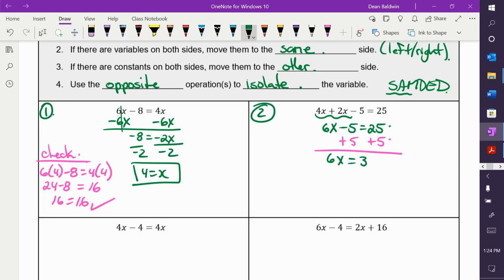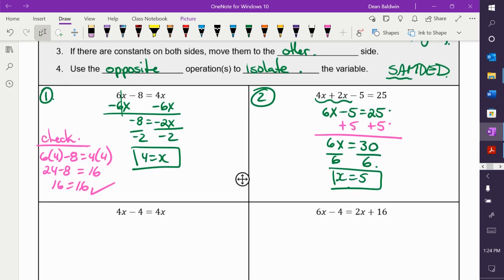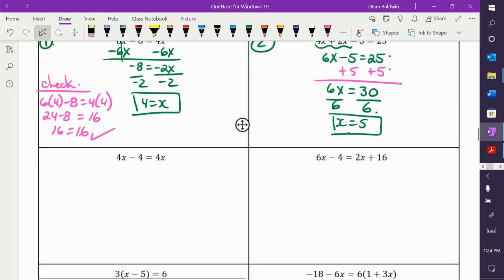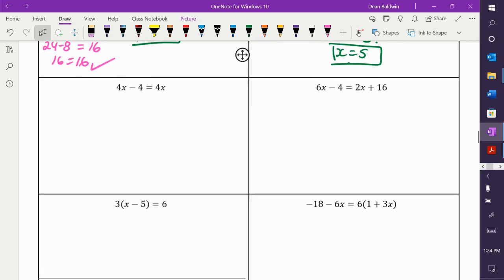6x is equal to 30. And then to get rid of the 6, you divide by 6. So x is equal to? All right. Next one.